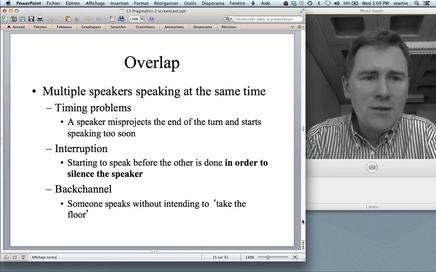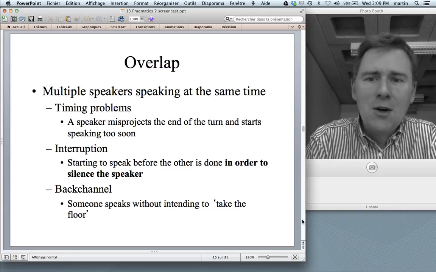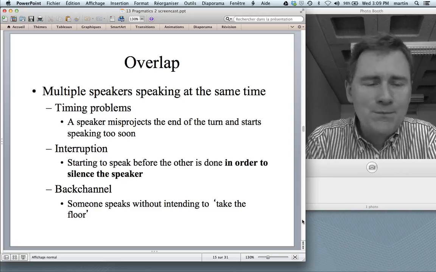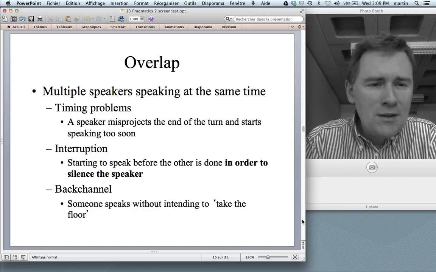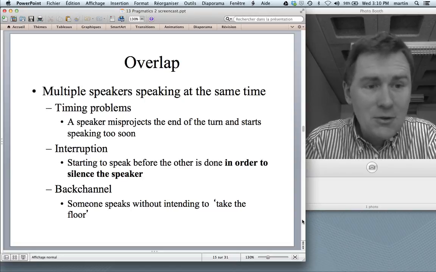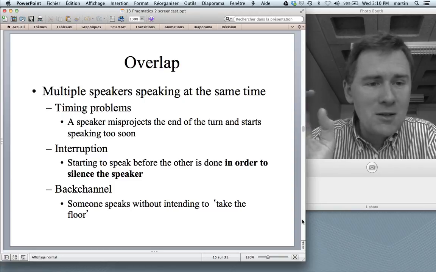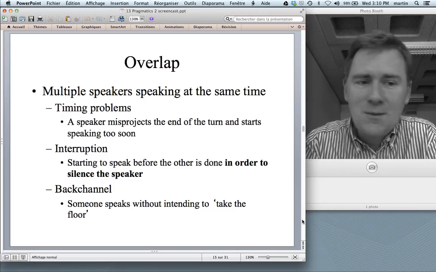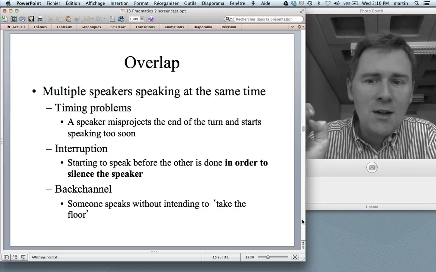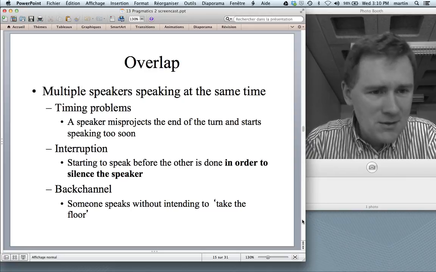Okay, moving on to another concept here, overlap. People talking at the same time. Now, in this excerpt, in this text, you notice that there is a good amount of overlap there, yeah? But it is principled. So it's not that speakers are overlapping all the time. It is only at certain points in conversation. And there are different reasons for overlap.